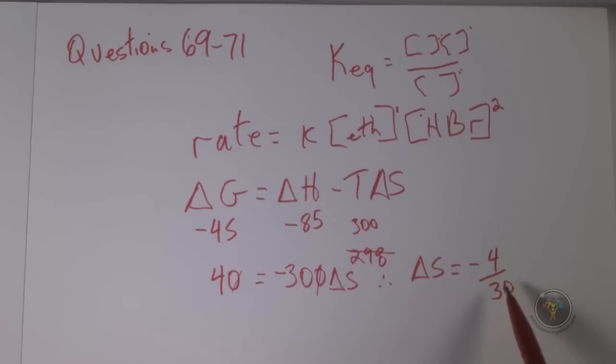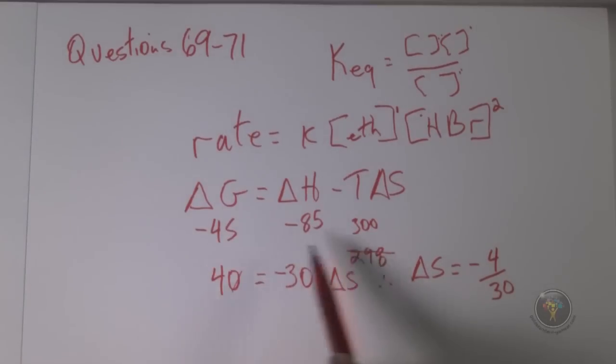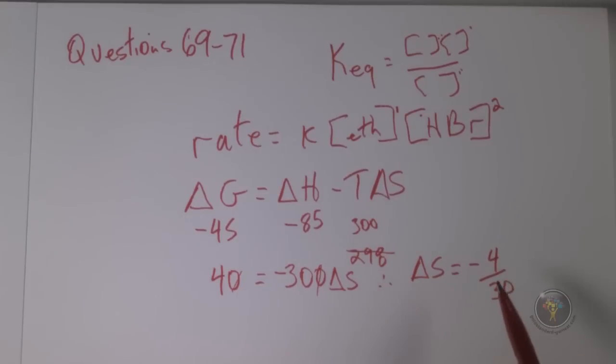But look at entropy. Isn't that a really small number? That's a very small number when we're talking about these big numbers, 85, 45, 300, and entropy is this really tiny number. Anyway, we'll keep that in mind. So now let's look at the answer choices for question 71.